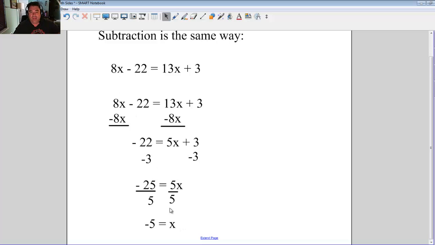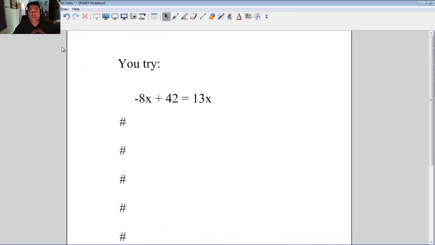Because if you plugged it in, negative 5 times 8 is negative 40. Negative 40 minus 22 is negative 66. And over here, negative 5 times 13 is negative 65, but plus 3 makes negative 62 as well. So either way it works. You try, go ahead. Let's see how you did.